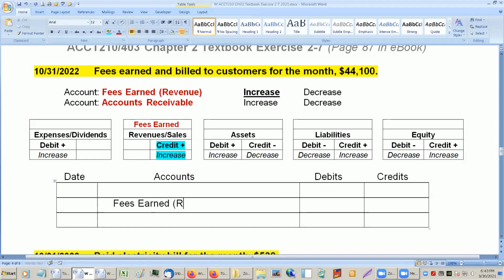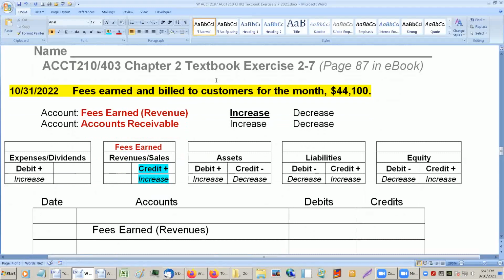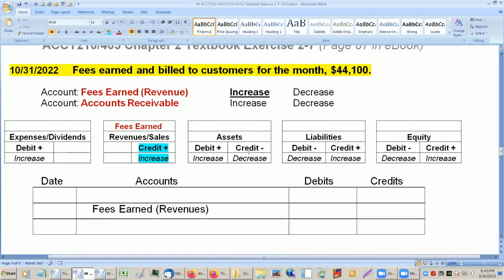Is it me or is that worded weirdly? Fees earned and billed to customers. What they're telling you is that they haven't been paid yet. Yeah, it is a little bit of a different kind of wording. So we earn the fees and we hand them a bill, but we haven't collected anything yet. Yeah, you completed the work and then handed them the bill, basically what happened. Okay, got it.